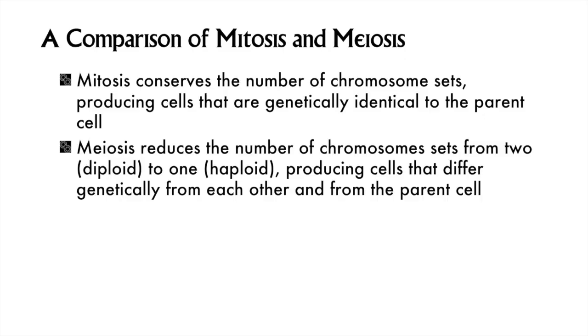So let's compare mitosis and meiosis. Mitosis doesn't change the number of chromosomes and produces cells that are genetically identical to the mother cell. Meiosis always starts with a diploid cell and always ends with haploid cells. It produces new combinations of chromosomes in the daughter cells.